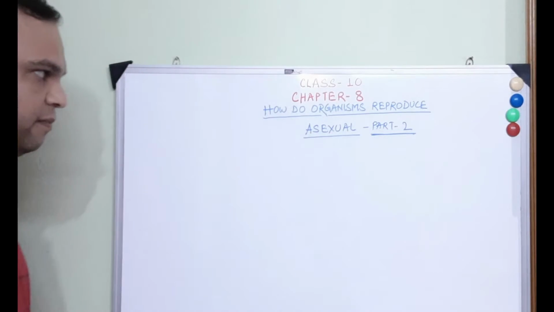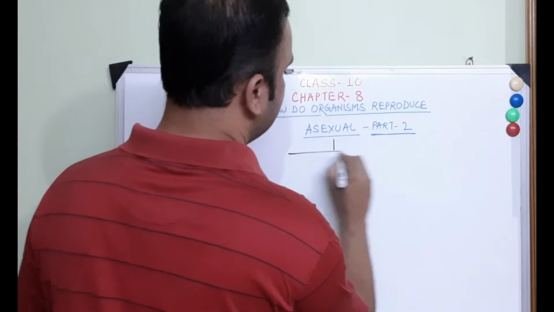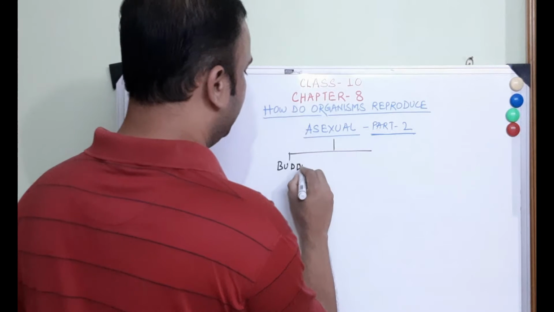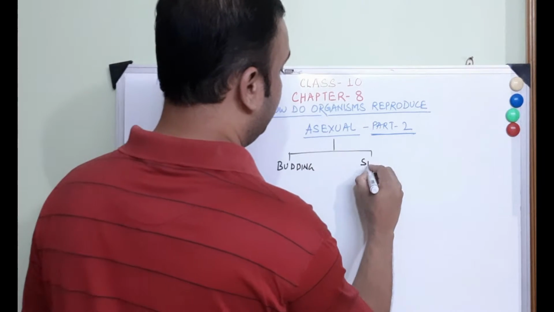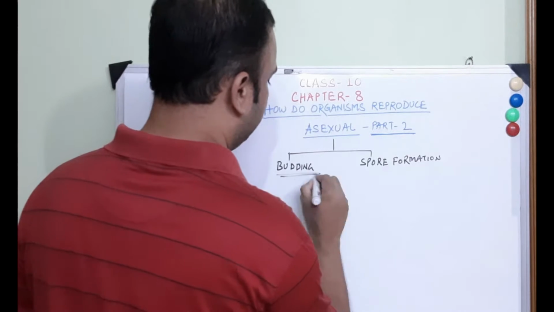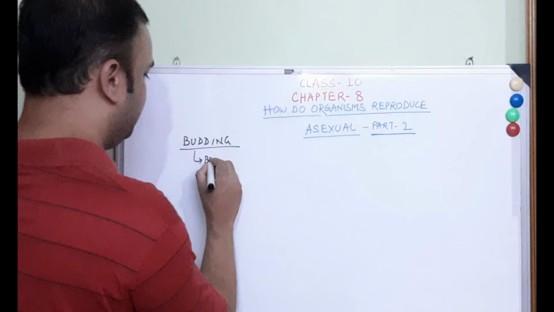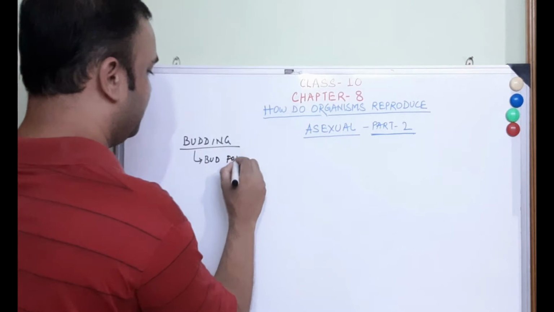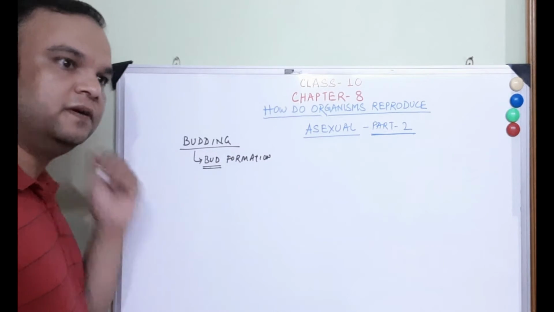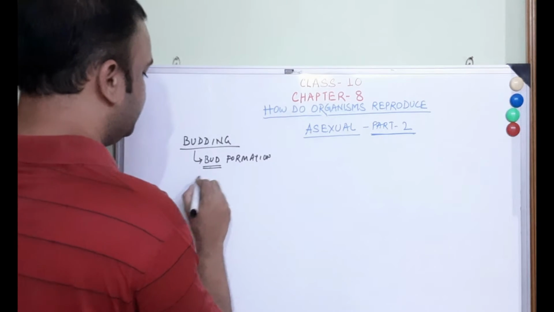So in asexual reproduction part 2, we are going to discuss two modes of asexual reproduction: budding and spore formation. Okay, first of all we will talk about budding. The term budding comes from the process of bud formation. You might have heard about buds in flowers, right? Here the organisms produce buds.